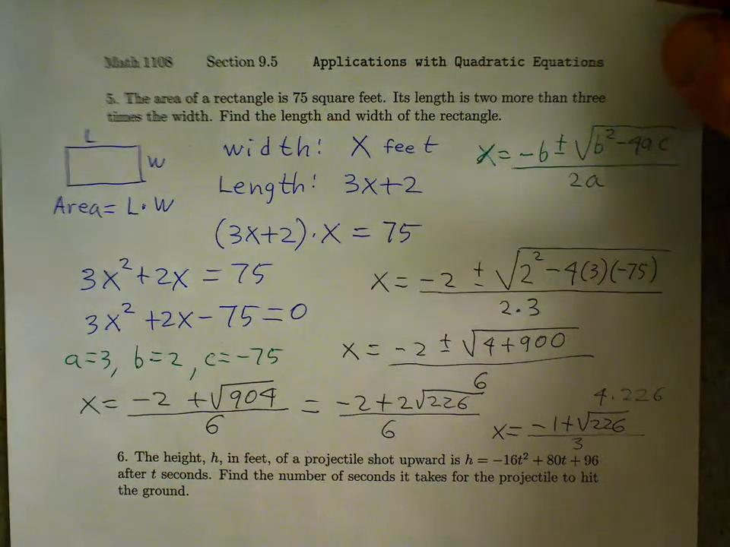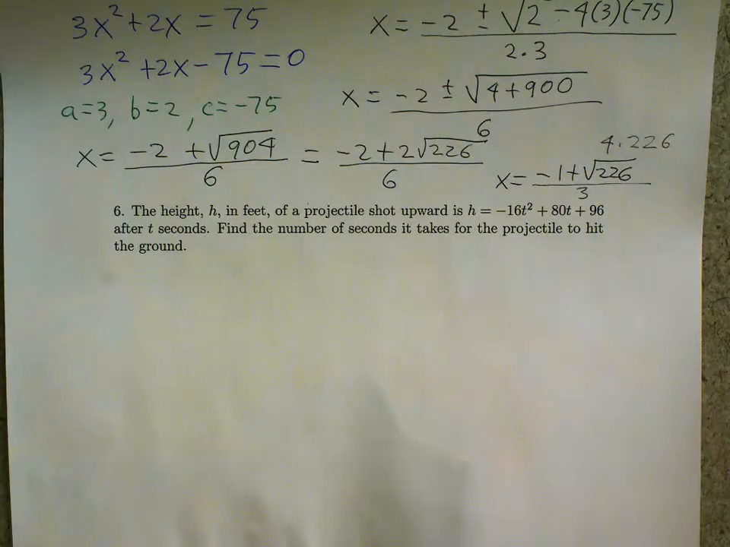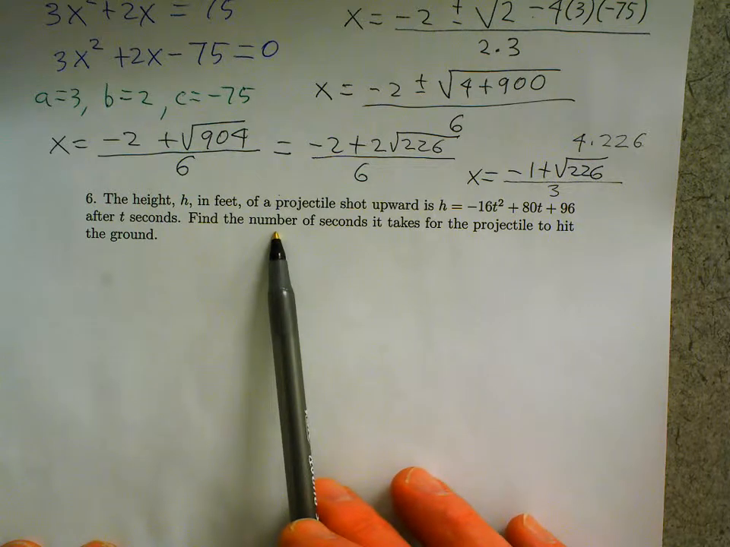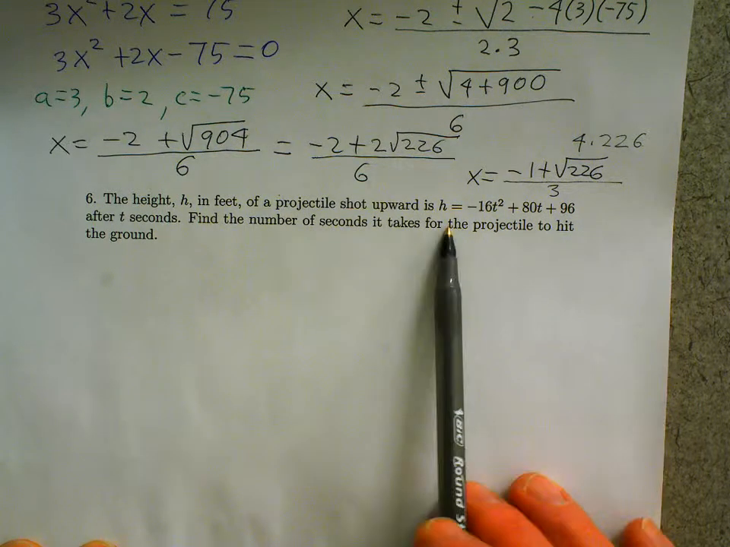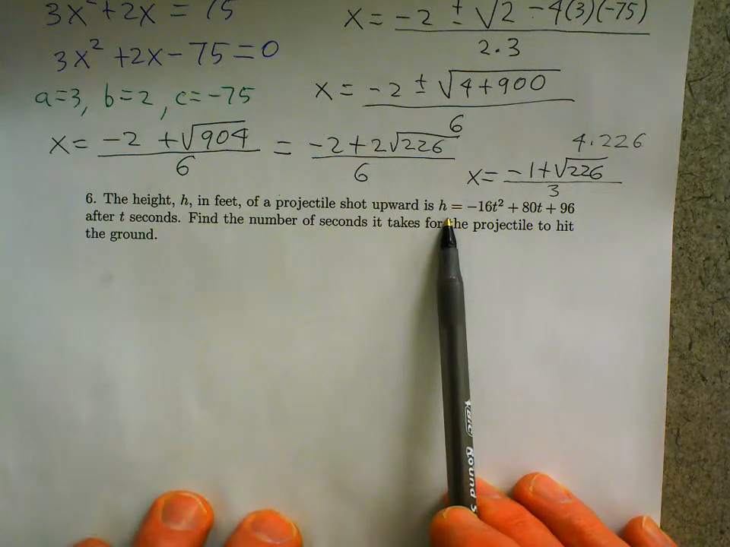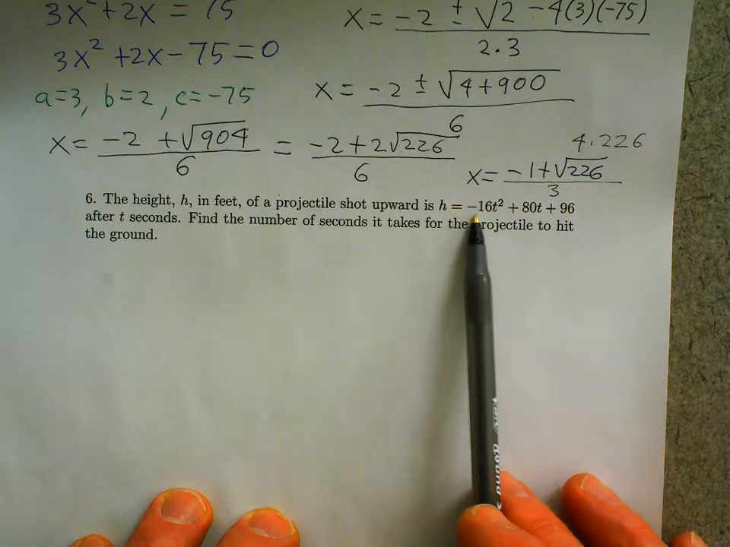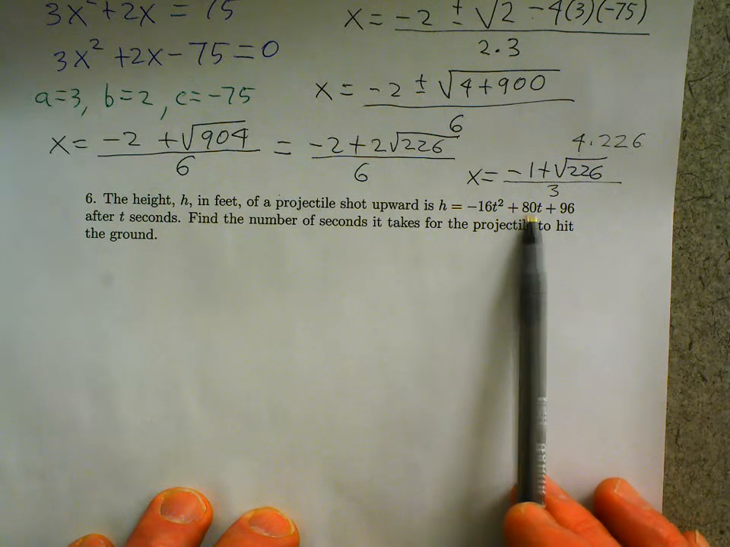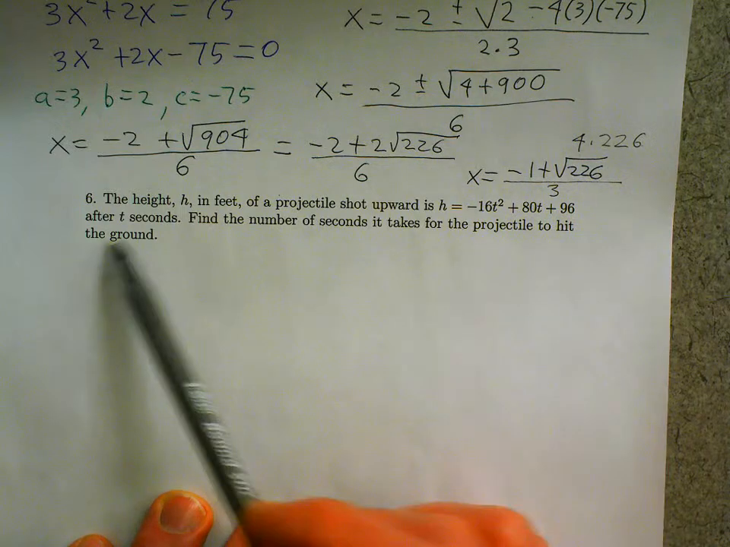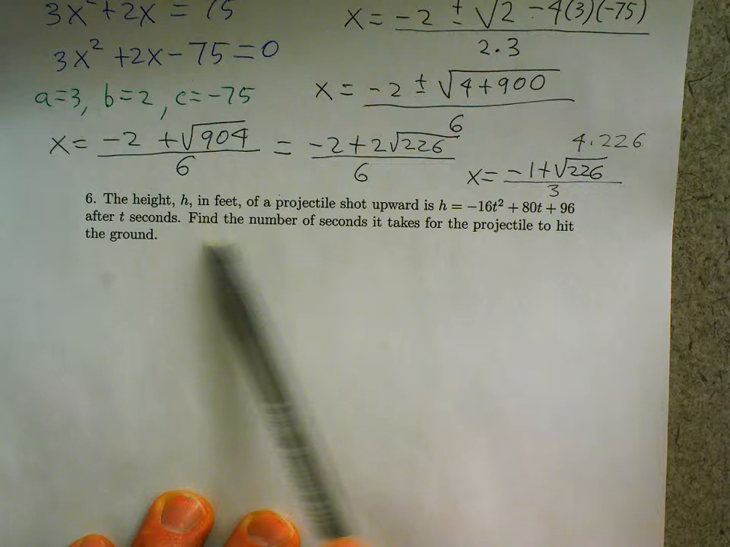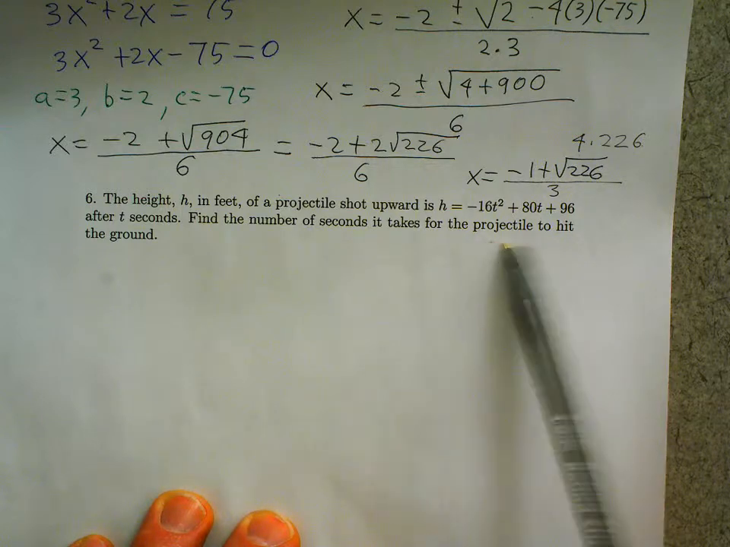Okay, let's look at problem number 6. This one, the height h in feet of a projectile shot upward is given by this equation. h equals negative 16t to the second plus 80t plus 96 after t seconds. Find the number of seconds it takes for the projectile to hit the ground.